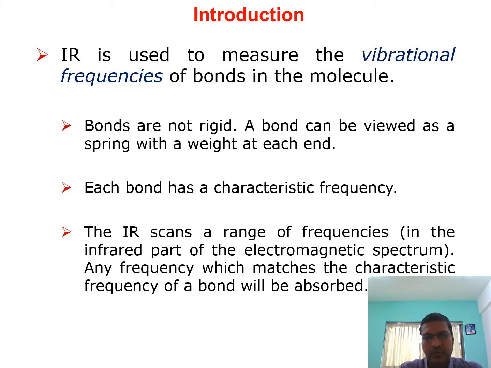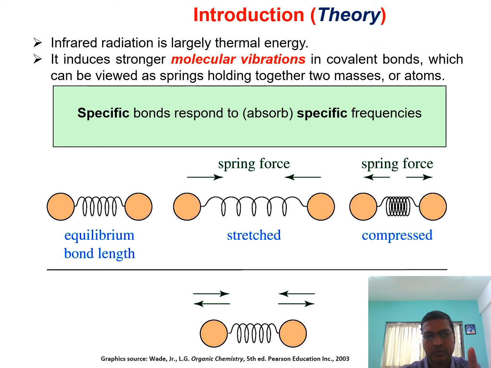First we need to know that bonds are not rigid. A bond works like a spring, viewed as a spring with a weight at each end. Each bond has a characteristic frequency, and the IR scan ranges over frequencies in the infrared region of the electromagnetic spectrum. Any frequency that matches the characteristic frequency of the bond will be absorbed from the electromagnetic radiation and will show up as a frequency in the infrared. So it is like a spring.